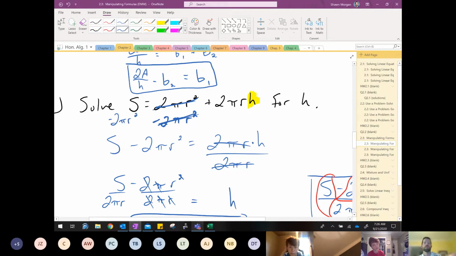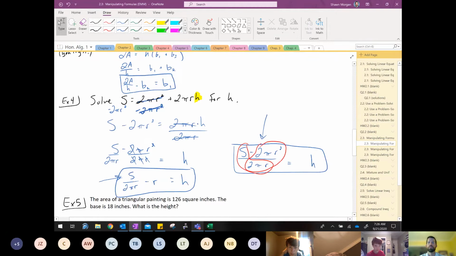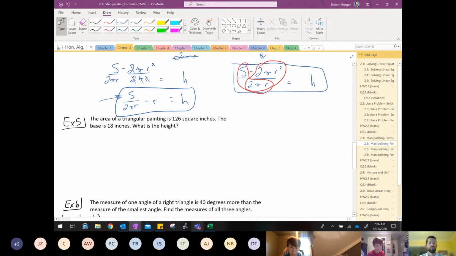Some teachers will describe it this way, Lewis. They'll say, quote, move that term over to the other side. I've heard teachers say, if you want to change sides, change signs. It was positive 2 pi r squared, and so on the left it should be negative 2 pi r squared. That's where that negative term came from. Good question. Anybody else on example 4? Nope. All right, let's roll right on into example 5 then.